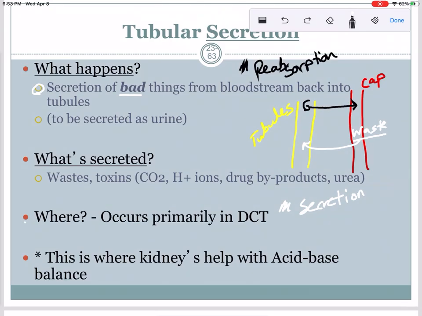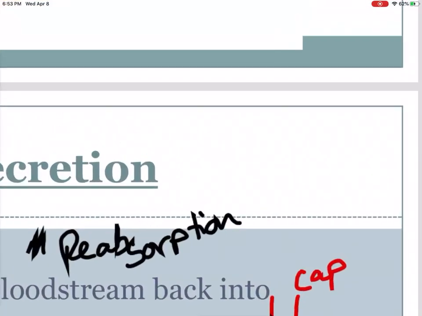You should know that this is happening mostly later on in the tubules, in the distal convoluted tubule, whereas tubular reabsorption happens more in the proximal convoluted tubule and loop of Henle. We tend to have more tubular secretion in the distal convoluted tubule.